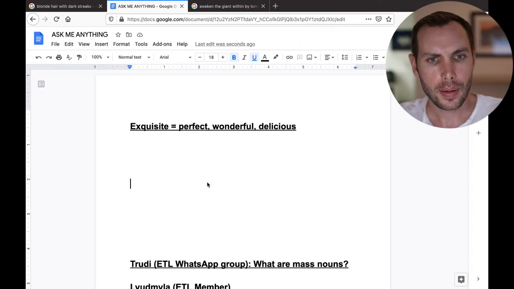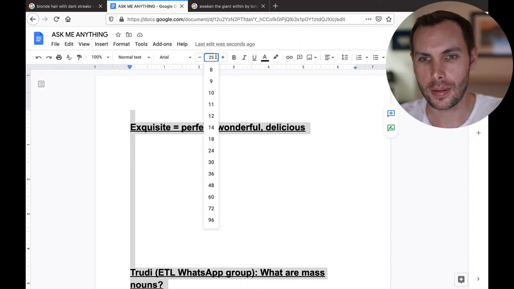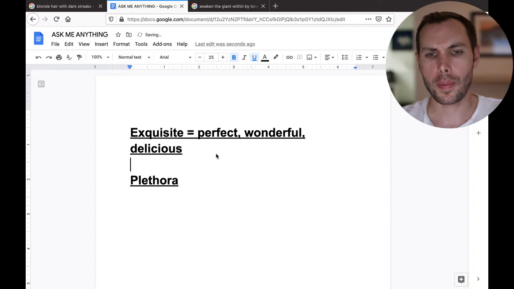Maybe I can make the words a little bit bigger here. Just bear with me, because this is the first time that I'm doing this with a document on here. I know Teacher Terry does this quite a lot. Exquisite is a nice one. And another word which came to mind, very nice, beautiful word, is plethora. Plethora. Oh, let me give you an example of exquisite first. Let's see if we can make a sentence.